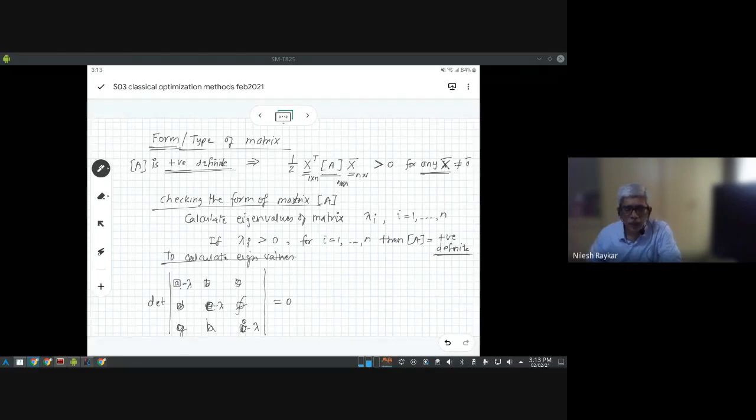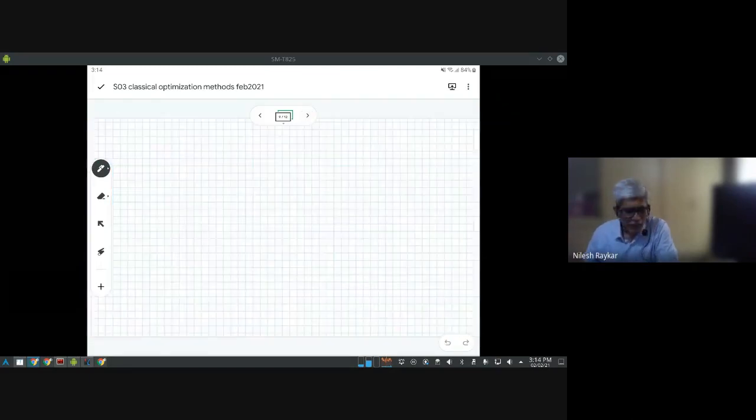So let's take one problem so that it illustrates this procedure. And if all eigenvalues are positive, then it is a positive definite matrix. So it should be strictly positive. 0 values are not allowed. If it is 0 value, then it is known as semi-definite matrix, which is not useful for our optimization purpose. Okay, so let's illustrate this with an example.